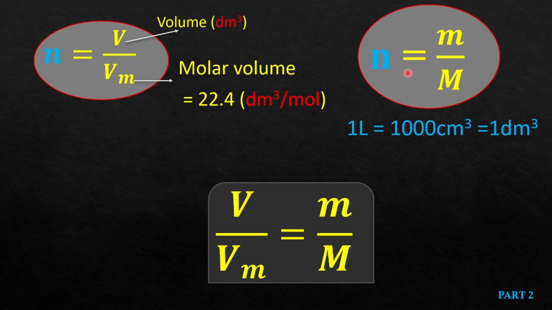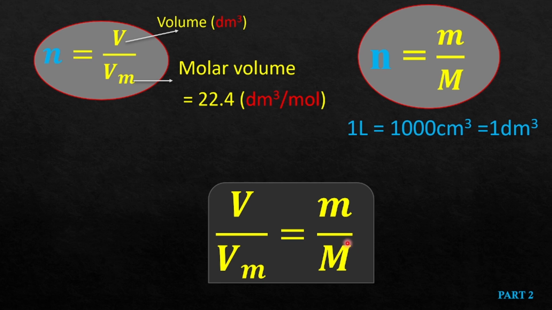In the previous lesson, we also looked at this formula, which is n equal to mass over molar mass. Since n is equal to this and n is also equal to V over Vm, we can equate the two formulas, and that will give us V over Vm equal to mass over molar mass. Please take note of this. You can be asked to calculate the volume, or to calculate mass or molar mass, depending on the nature of the question.